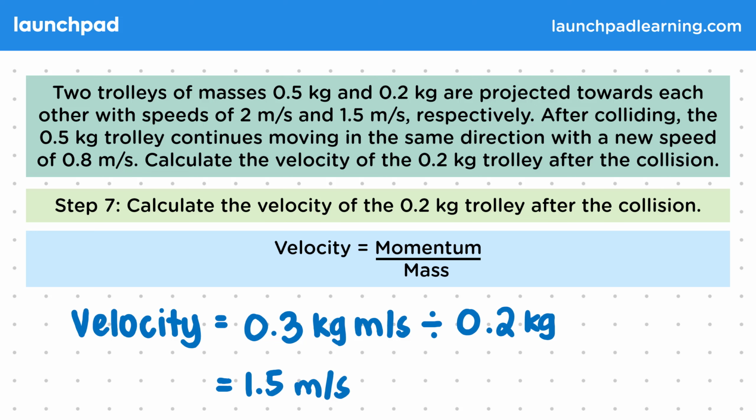Remember that during the first step, when we were drawing our diagram, we said that objects travelling to the right would have positive velocities. So since this velocity is positive, we know that the 0.2 kilogram trolley must be travelling to the right after the collision. Now that was quite a long calculation, but one you need to be comfortable doing in a variety of contexts. This is a topic that's worth doing as many practice questions as possible for.